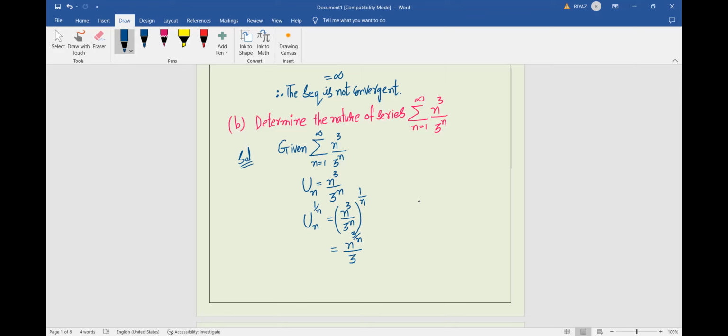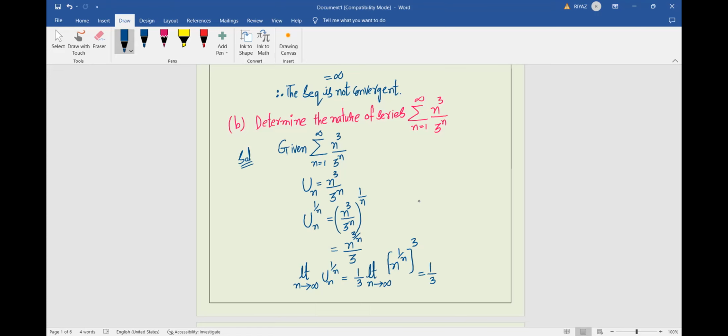Now the third step is we have to apply limit n tends to infinity on both sides. Limit n tends to infinity, un to the power of 1 by n equals, since 1 by 3 is a constant, we can pull it out, limit n goes to infinity of n power 1 by n whole to the power of 3. So this is 1 by 3 as it is.